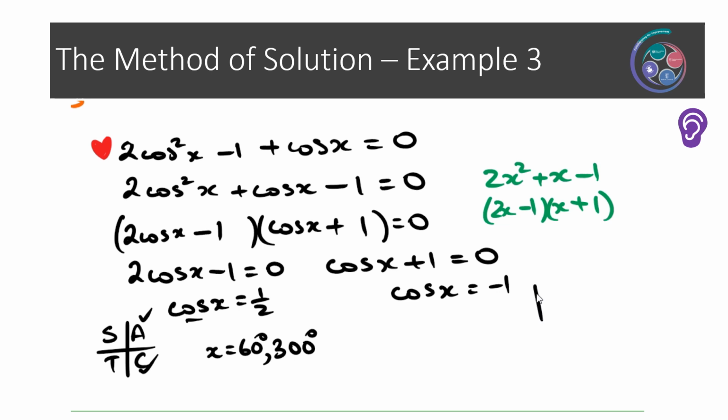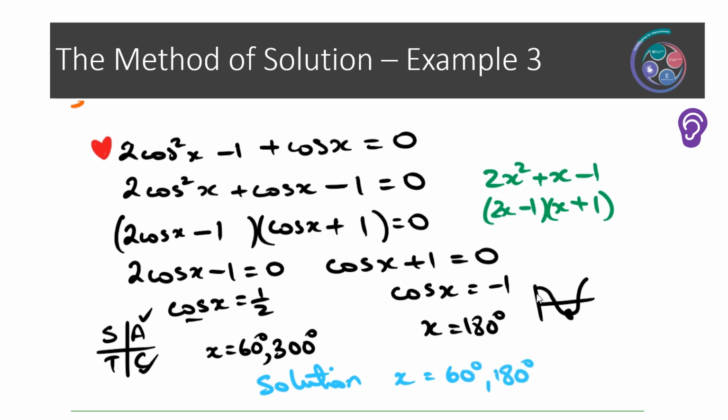From the diagram for cos, where does it equal negative 1? Down here, when x is 180 degrees, only the one place. We can then write down what the solution is, putting them in order. The solution is x equals 60 degrees, 180 degrees, 300 degrees.